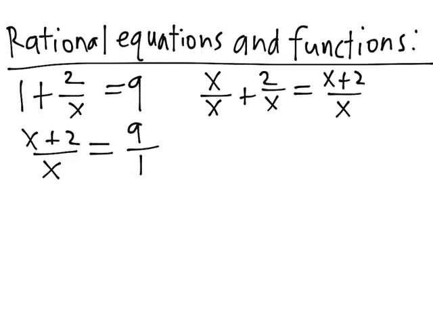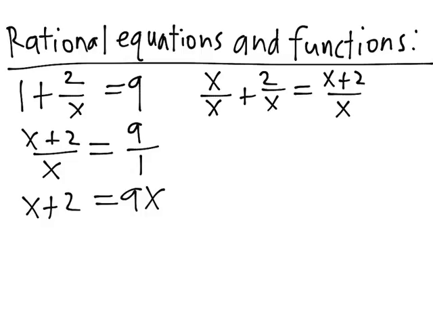This gives us an equation which looks like a proportion. So to solve this, we can cross multiply. If we multiply x plus 2 by 1, on the left side we'll have x plus 2, and if we multiply x by 9, we'll get 9x on the right side.